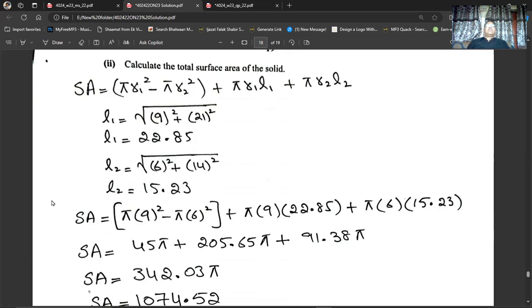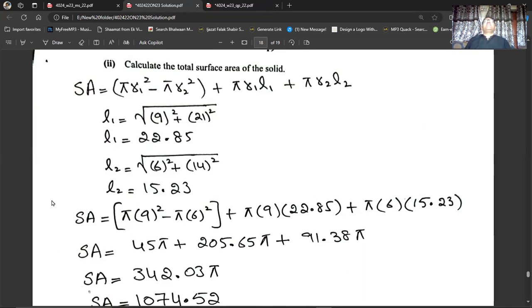if you want to find the total surface area of the solid, that solid has a ring on the top. The formula for the ring is pi r1 square minus pi r2 square. Then you have the external curved surface, that is the curved surface of that larger cone, and you have the inner curved surface, that is the curved surface of the smaller cone. If you want to find the curved surfaces of the larger cone or the smaller cone, for both of them you need to find the slant height.